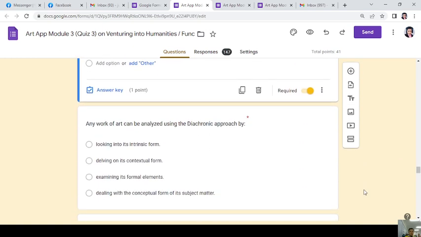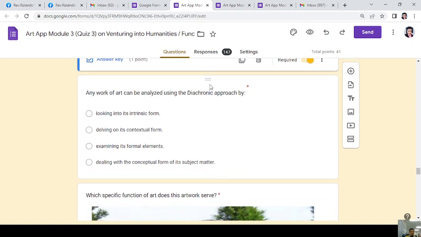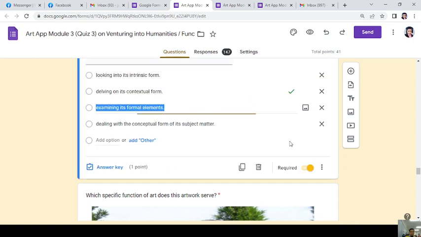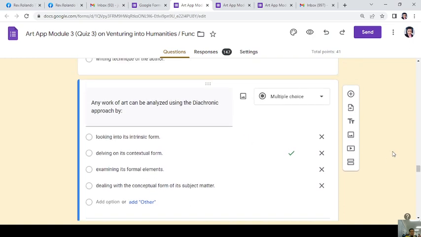Next, moving on, any work of art can be analyzed using the diachronic approach. Diachronic approach tayo. So we are trying to delve on its contextual form. We delve on its contextual form.